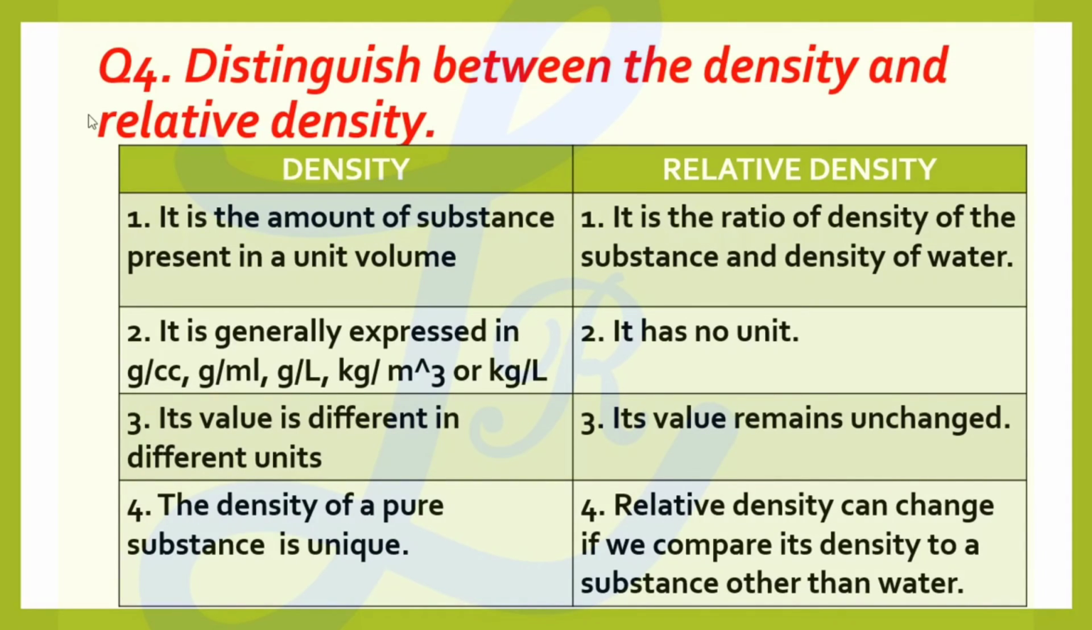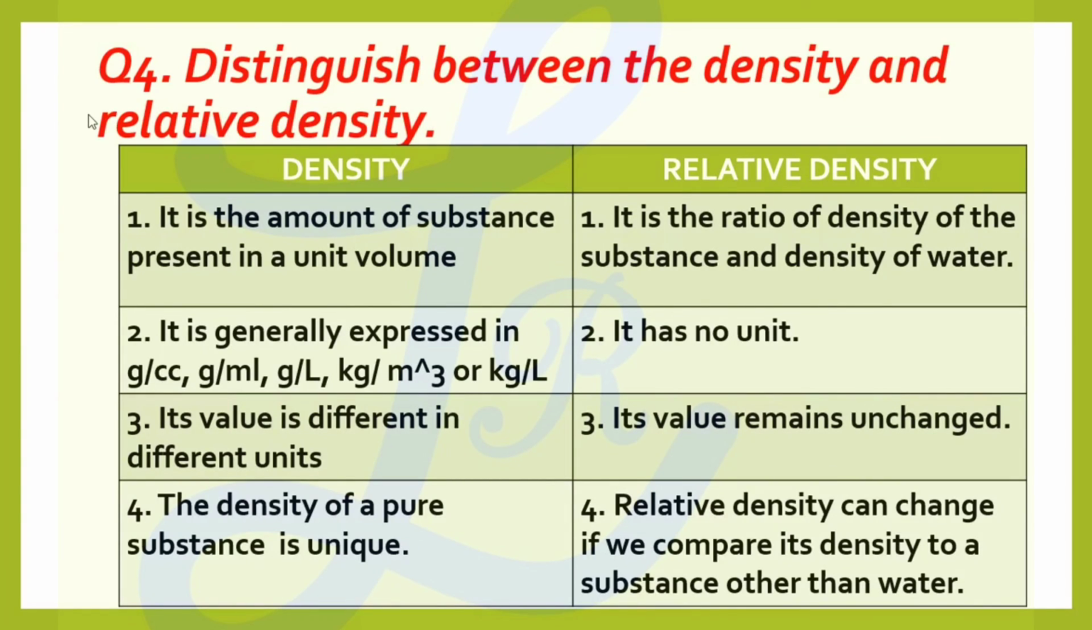The third difference is that the value of density is different in different units. For example, in gram per cc the value of density will be different, in gram per ml, gram per liter, or gram per meter cube it will be different. So if I take different units, the numerical value of density that I get will be different. Whereas the value of relative density remains unchanged. Why? Because whenever you compare, you will be comparing the densities of two substances expressed in the same unit, and that is why the value remains unchanged. You will just get the same number, whatever unit you take.